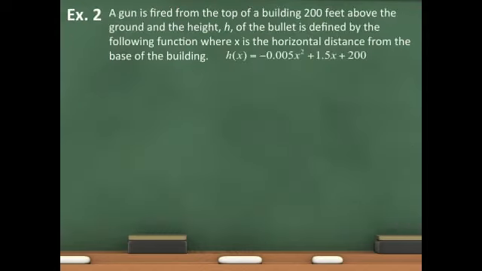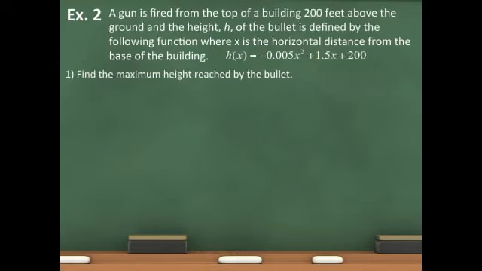In our second example, we'll look at an application. A gun is fired from the top of a building 200 feet above the ground, and the height h of the bullet is defined by the following function, where x is the horizontal distance from the base of the building. h of x equals negative 0.005 x squared plus 1.5x plus 200. Find the maximum height reached by the bullet.